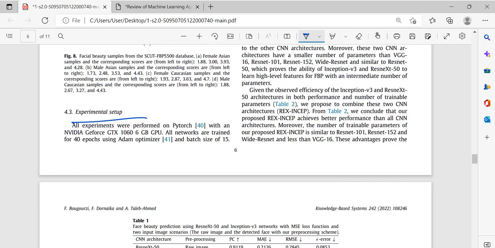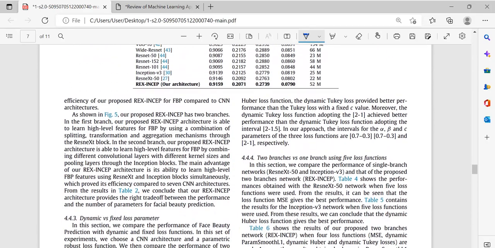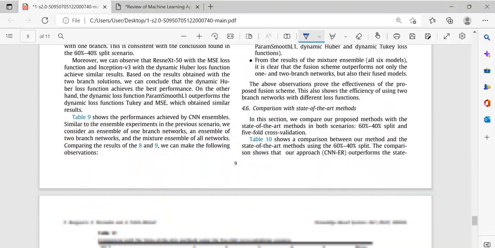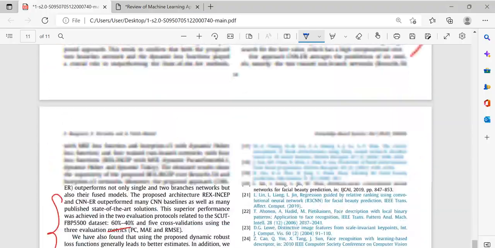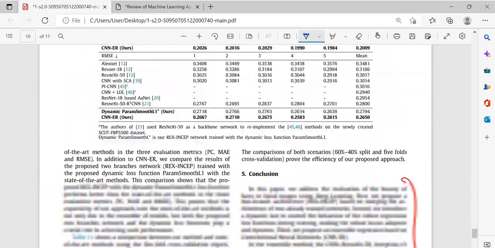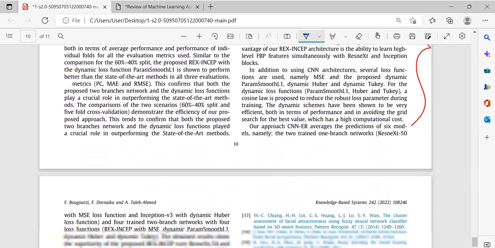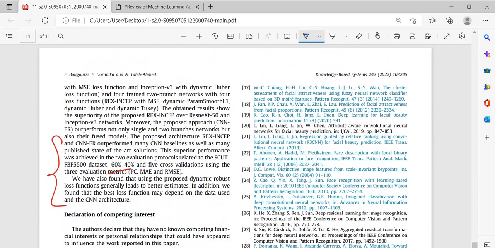Sometimes in papers they might give some limitations. In this paper I can't see the limitations here. Yeah, it doesn't have any limitations. It should be just after the conclusion or before the conclusion, but I can't see any limitation.